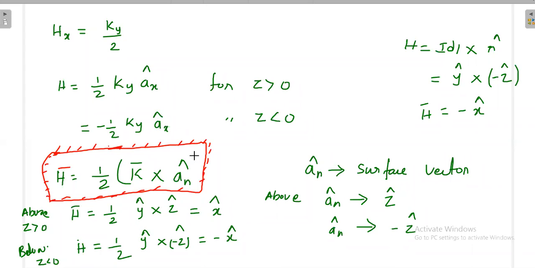1 by 2 K cross n cap. So really the magnitude is simply K by 2, but this cross product comes into play to identify the direction. The magnitude is very simple, that is simply K by 2, because n cap is always a unit vector. So the magnitude is simply K by 2.